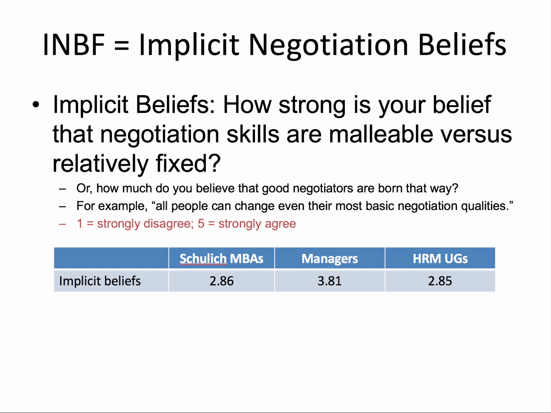So a sample item that you would have received for this particular scale is, all people can, and how much do you agree with this statement? All people can change their most basic negotiation qualities. Do you agree or disagree? Agreement with this statement is a 5. So that means that if you have scored high on this dimension, then you believe that negotiation skills are malleable, that they can change over time.